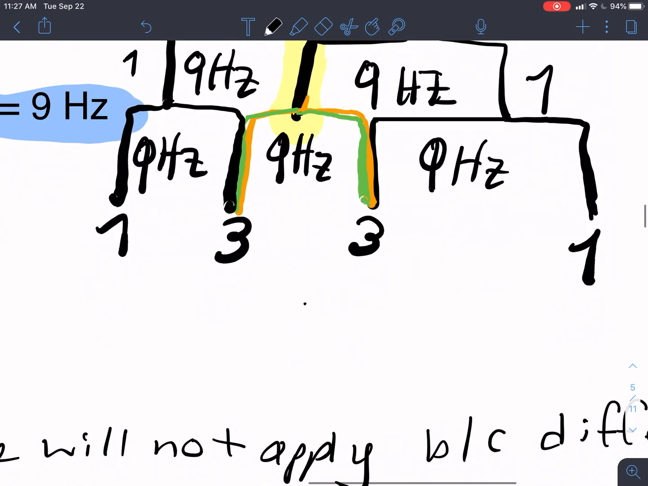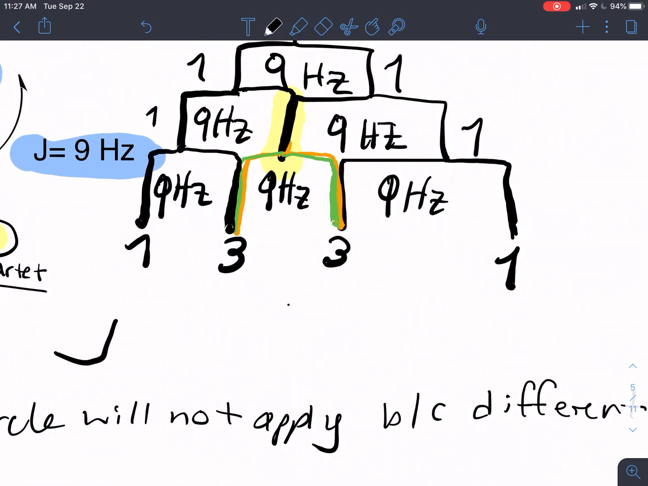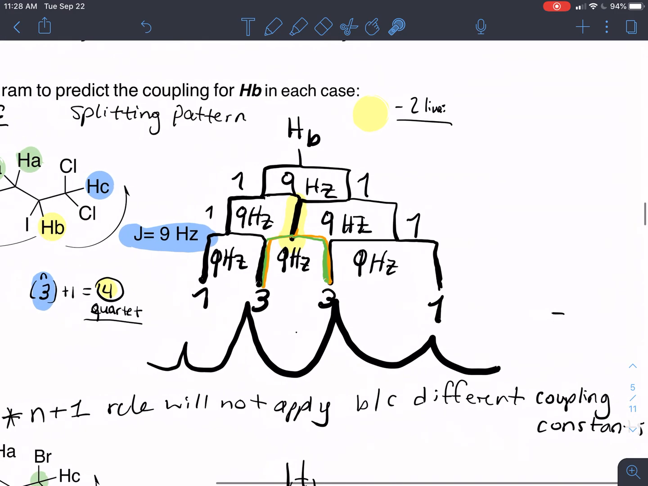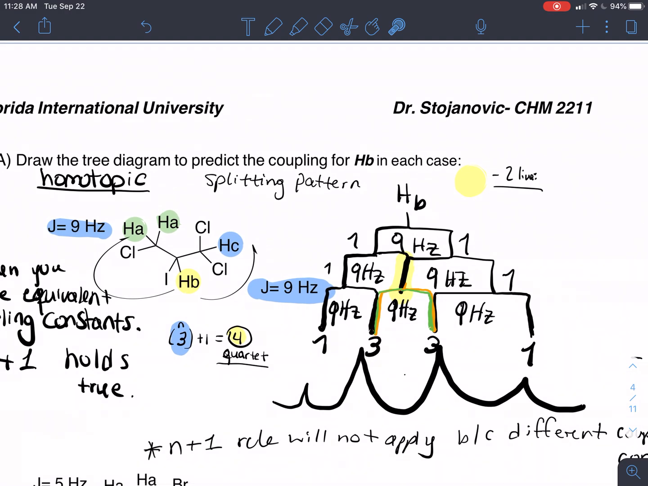So our splitting pattern, our quartet, is going to be 1, 3, 3, 1. And if you look, there are 1, 2, 3, 4 peaks for a quartet. And that would be how you draw the tree diagram to predict the coupling, or to show the splitting pattern, for HB.